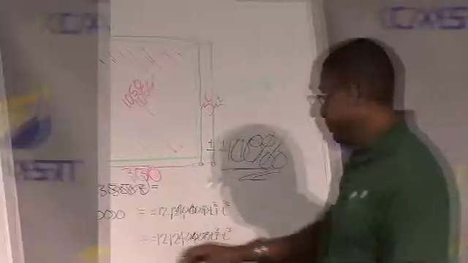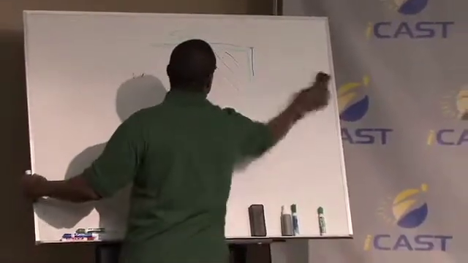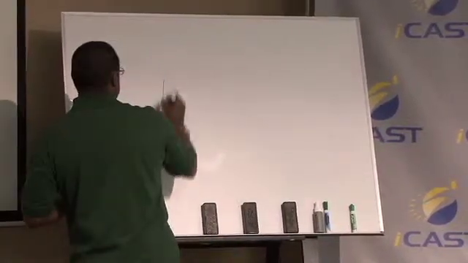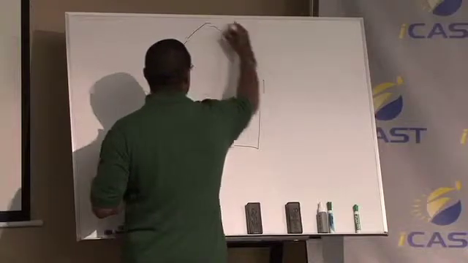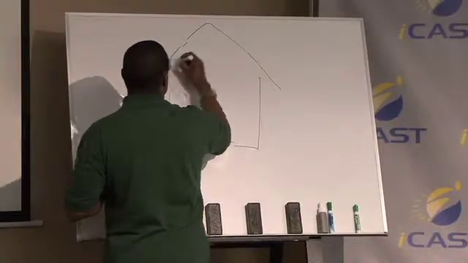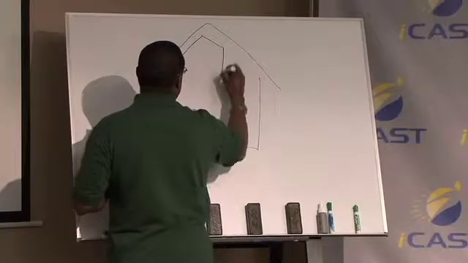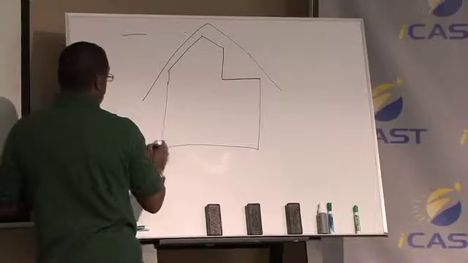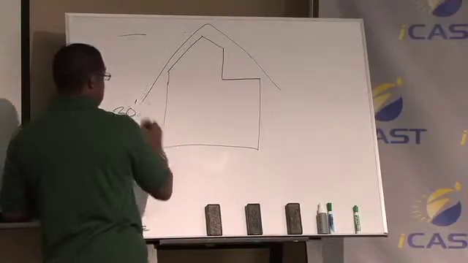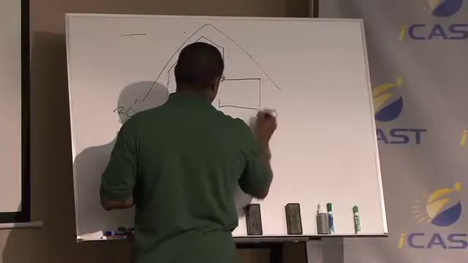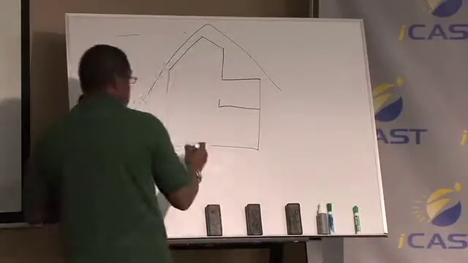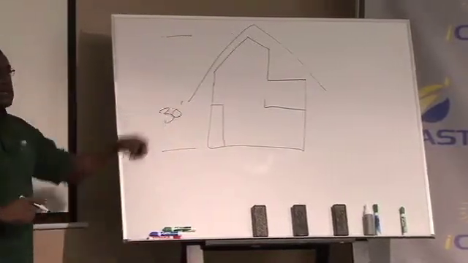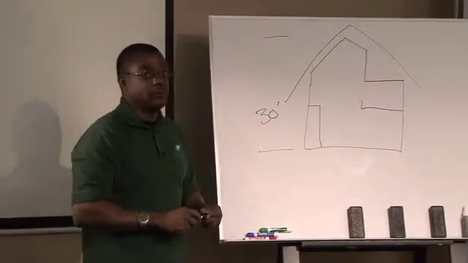Understand something. You're trying to figure out the interior volume of the building. So the building looks like this, right? And this distance is 30 feet. And let's say you got a room over here or something like that. You got all kinds of funky dimensions and stuff, right?